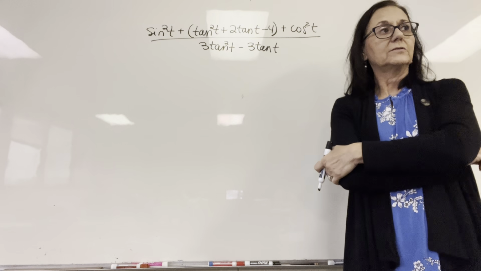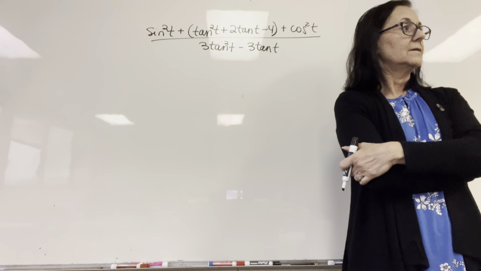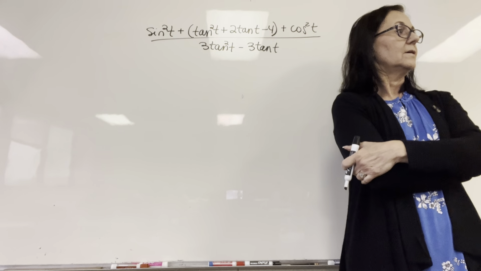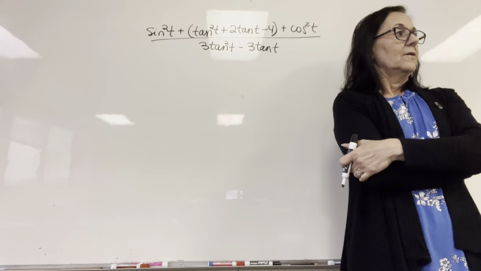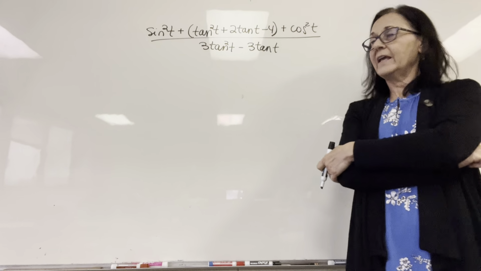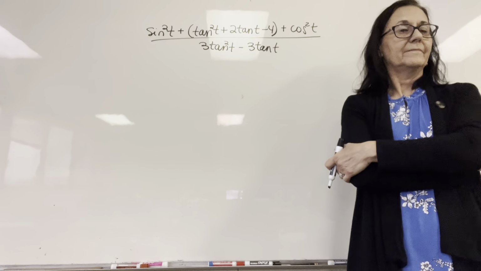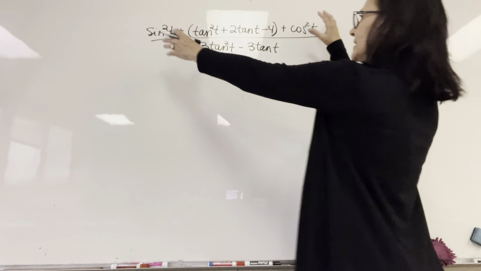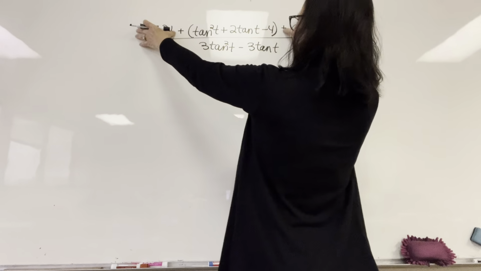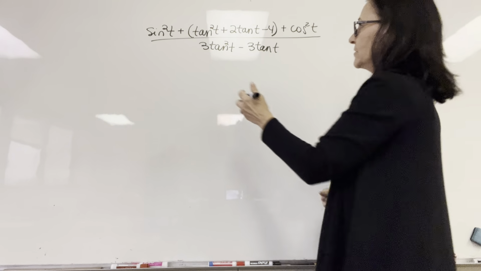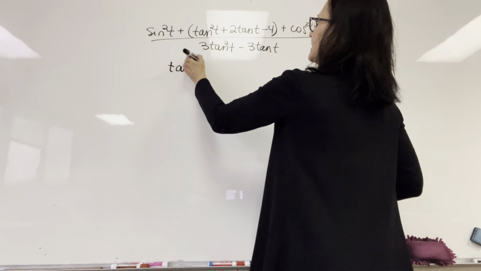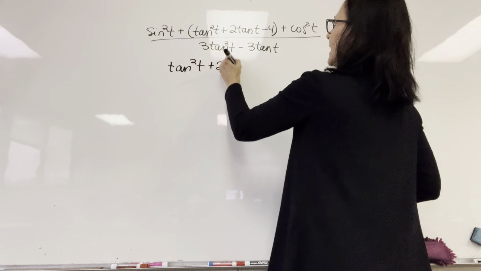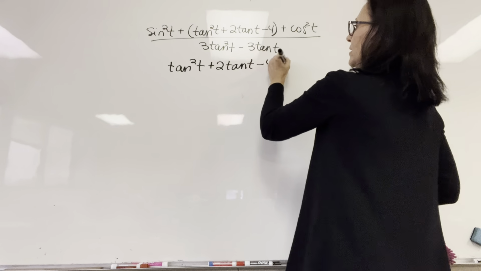I see something else. You either move the 2 to the front or move it to the... Okay, I see something even simpler. Corinne, sine squared plus cosine squared is equal to 1. This plus this equals 1. It's Pythagorean. Sine squared plus cosine squared. All right, that's what I would do. Tan squared t plus 2 tan t minus 4 plus 1.